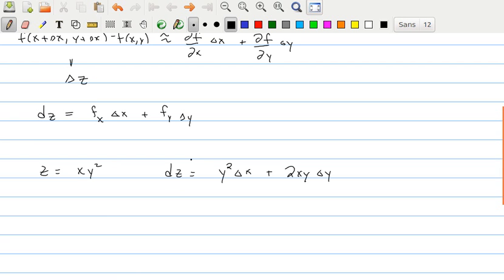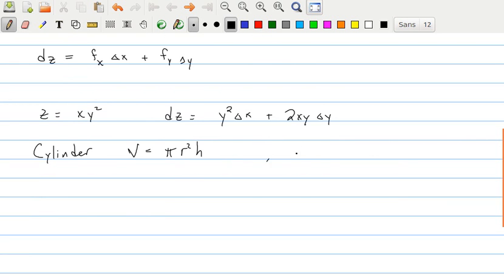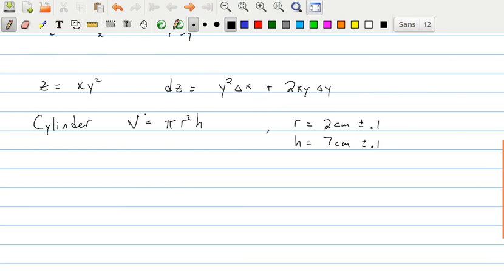So let's see an example of this in error analysis. Let's say we've got a cylinder. The volume of the cylinder is the area of the base, which, if this is a circular cylinder, is pi r squared, times the height. And let's say we have these two quantities measured. We know that the radius of the cylinder is 2 centimeters plus or minus 0.1 centimeters, and the height is 7 centimeters plus or minus 0.1. And we want to find an estimate for the error in the volume.